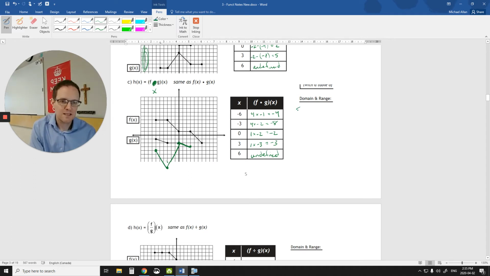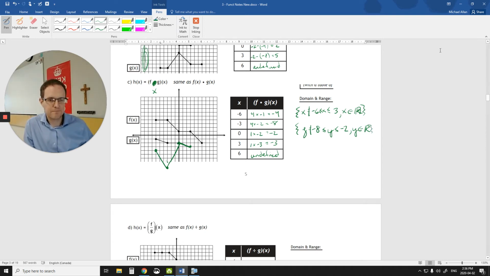There you go. Now my domain and range, because of that undefined piece, now my graph is kind of cut off a little bit. But I do start at -6. I run all the way over to 3. X is in R. That's supposed to be an R. Okay. And my range, my lowest point here looks like a -8. And I'm going to go up to -2. Okay.